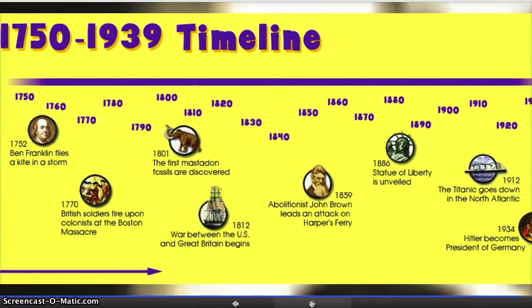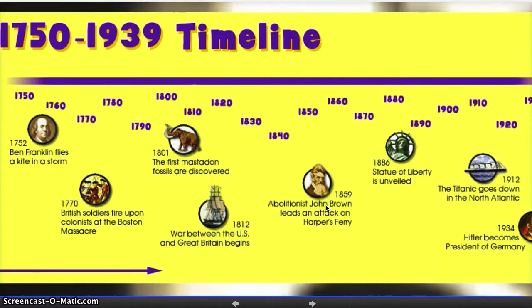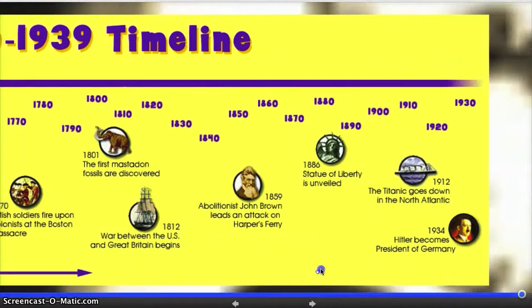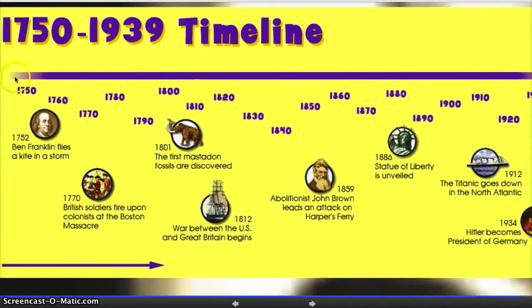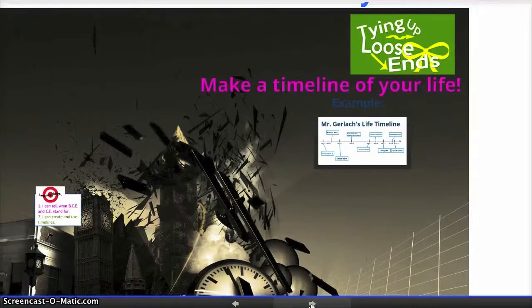Timelines can be historical timelines. For example, this one here has important dates in history. 1752, Ben Franklin flies a kite in a storm. 1770, British soldiers fire upon colonists at the Boston Massacre. So timelines are made up of dates in chronological order on a line with historical events within those dates.